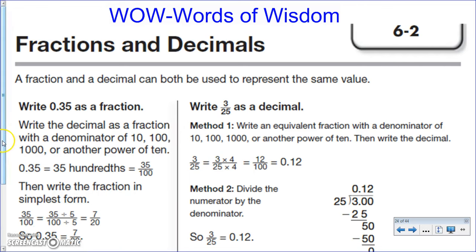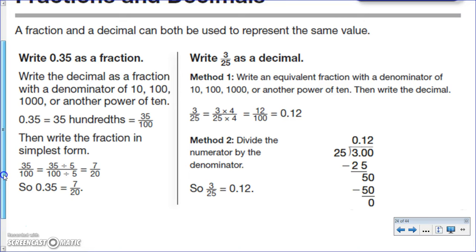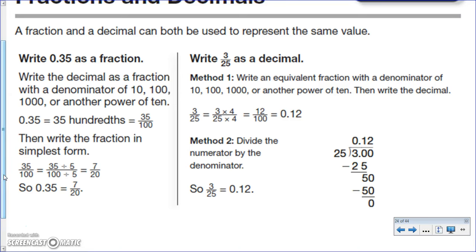Fractions and decimals. A fraction and a decimal can both be used to represent the same value. Write 35 hundredths as a fraction. So write the decimal as a fraction with a denominator of 10, 100, 1,000, or another power of 10. In this case, it's 35 hundredths, which means 35 over 100. So we write the fraction form of 35 over 100, and then we simplify. We know both 35 and 100 can be divided by 5, so it simplifies down to 7/20ths. So 35 hundredths equals 7/20ths.